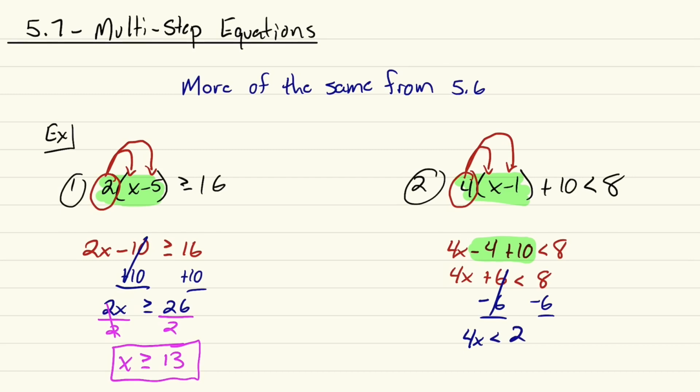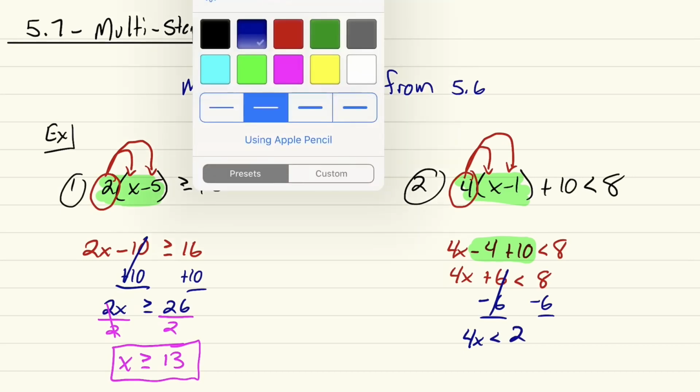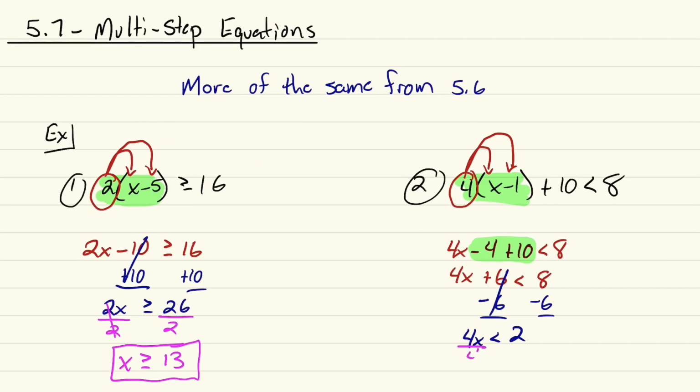And then my last step is to divide, and by dividing, I divide by 4, and I get x is less than 2/4, which we know can reduce to 1/2. So our official final answer is x is less than 1/2. And remember, fractions are okay. We can get fractions. We talked about that in 5.6. And also, neither of these problems had our special rule in them. But if we have our special rule, don't forget to flip the sign.